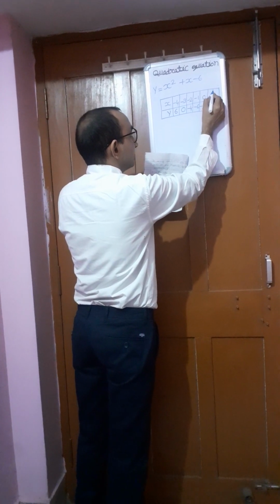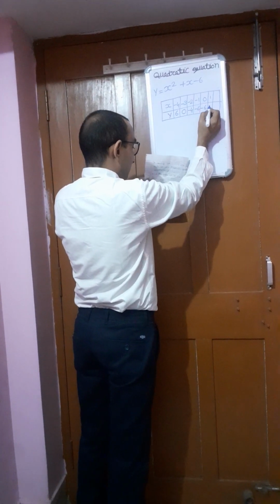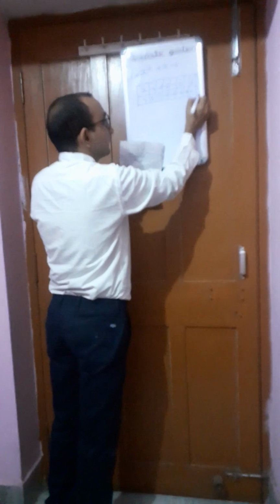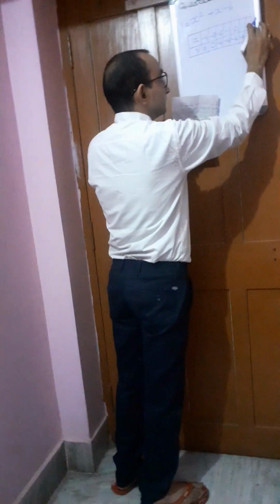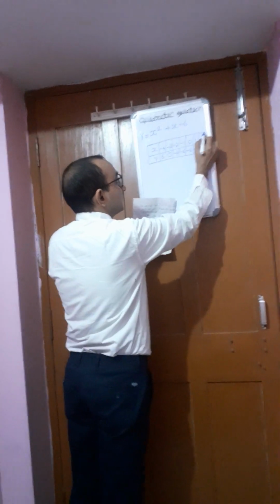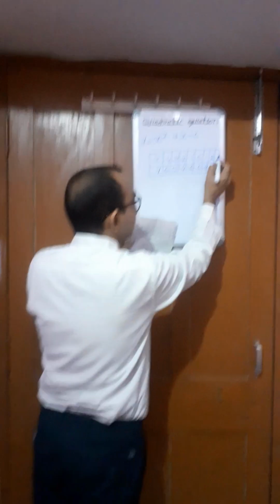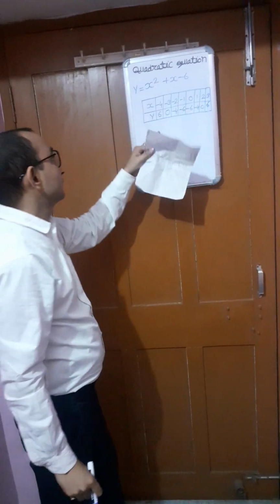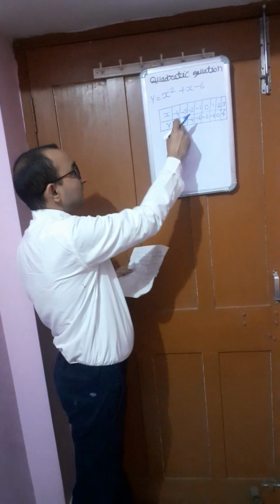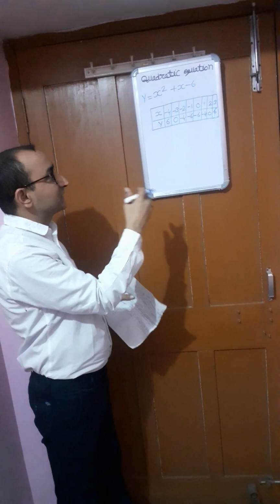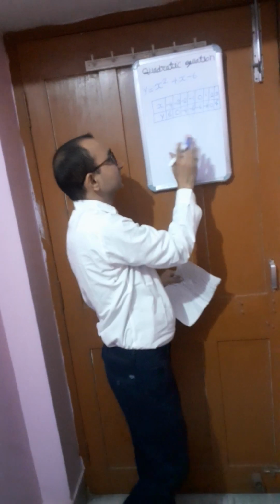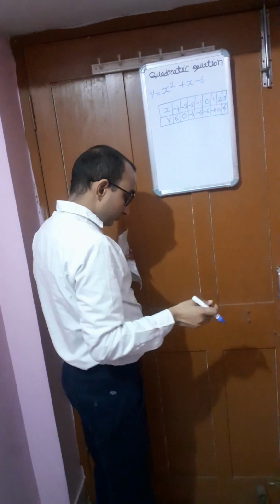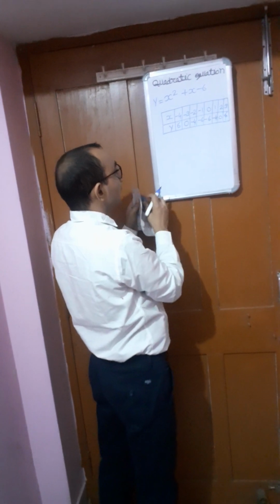If we put 1, then the value is minus 4. If 2, then the value is 0. And in this way, if we put 3, the value is 6. You have to put minus 4, minus 3, minus 2, minus 1, 0, 1, 2, 3 in this equation and you will get the value of y. After that, you have to draw this graph.